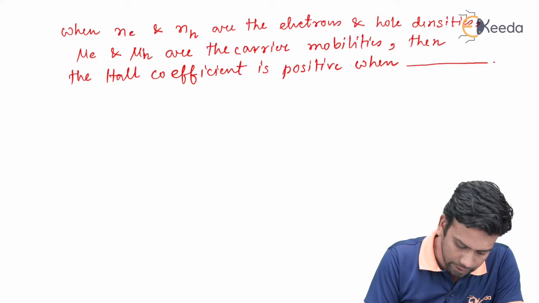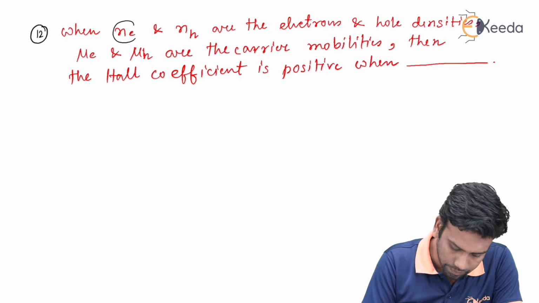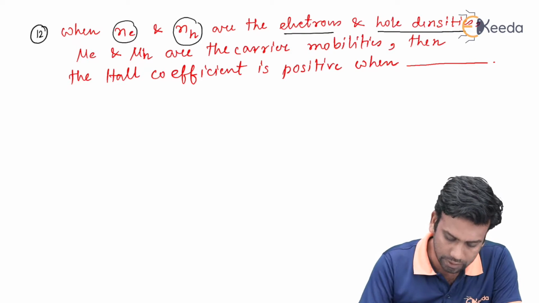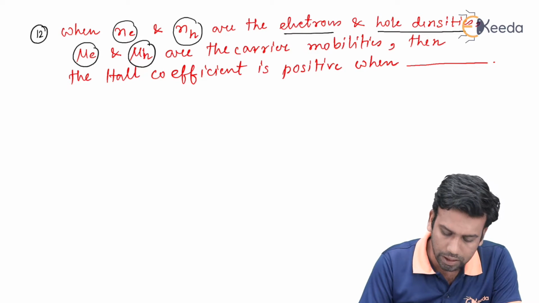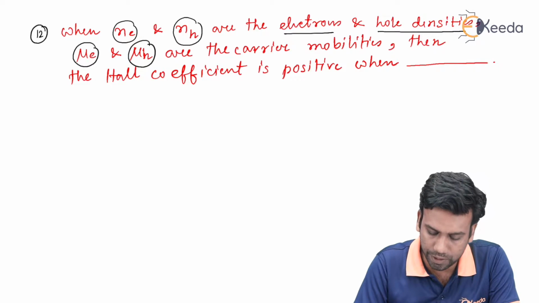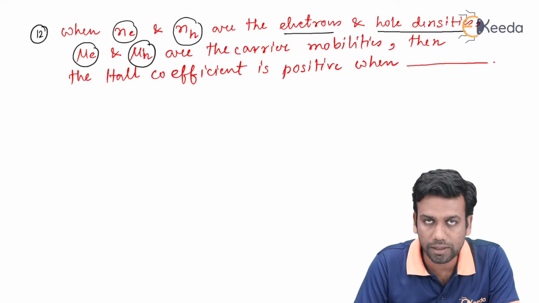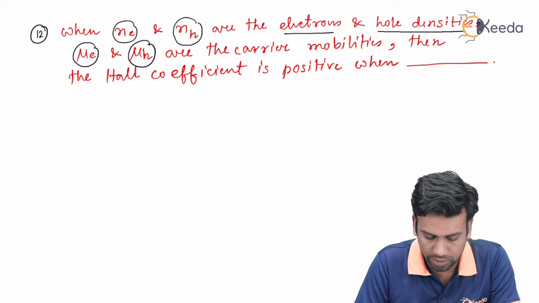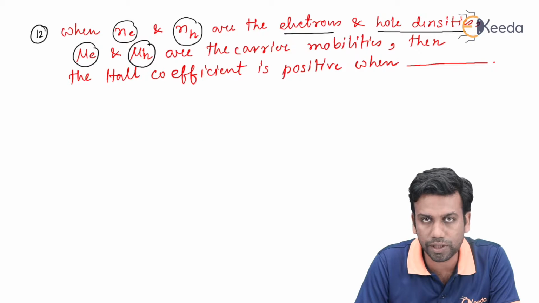According to this given numerical, it is written that where Ne and NH are the electron and the hole densities, and also mu E and mu H are the mobilities of electron and hole respectively, then the Hall coefficient is positive when dash. That means we have to find the condition using these Ne and NH and mu E and mu H when the Hall coefficient will be positive.